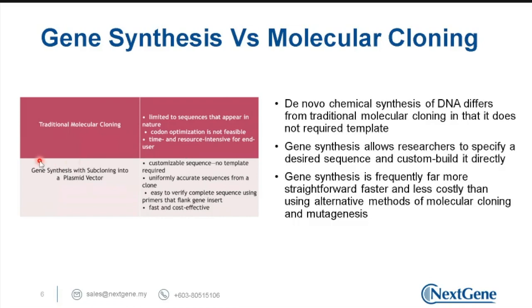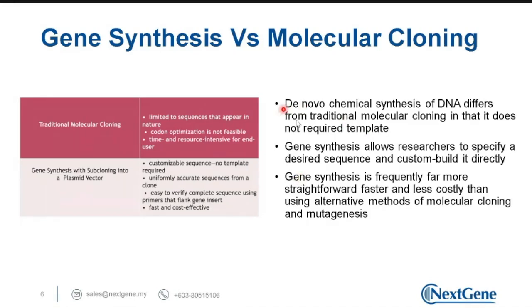In comparison, gene synthesis with subcloning to a plasmid vector offers customizable sequences. This means that no template needs to be provided by the user. It provides uniformly accurate sequences from a clone, and it's easy to verify complete sequences using primers that flank the gene insert. It is a fast and cost-effective method.